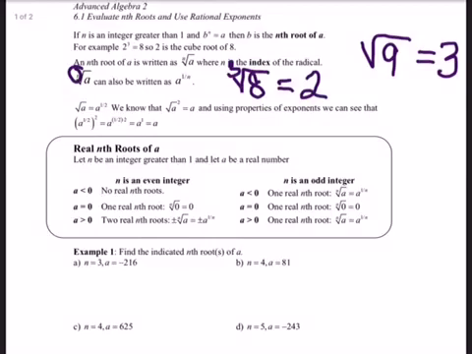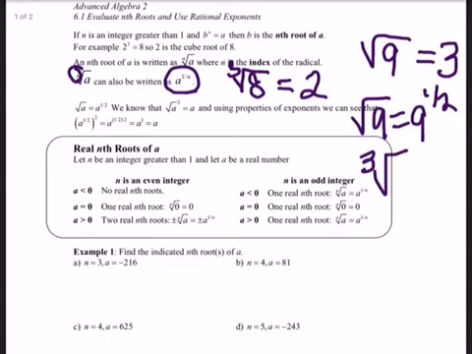So whatever my root is, I can also write it as an exponent, okay? And we're going to write it as the 1 over n power. So if I wanted to do a square root, like the square root of 9, I can write that as 9 to the 1/2 power. Likewise, the cube root of 8 is 8 to the 1/3 power.